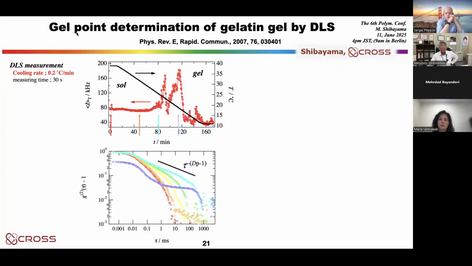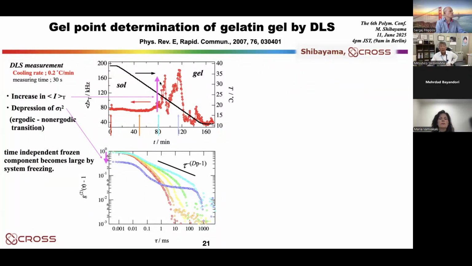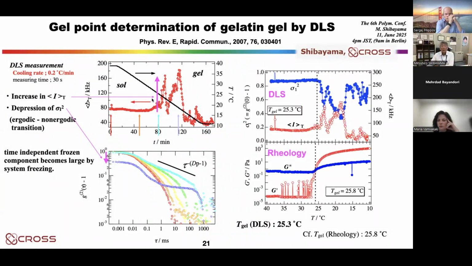So by using this technique, we extended gel point determination of gelatin by dynamic light scattering. Here's the gelatin gel, with a cooling process, and we did data measurement from 40 degrees centigrade to about 10 degrees. This shows the scattering intensity change as a function of time, and also the correlation function change as a function of time. What we found is an abrupt increase in the scattering intensity at the gelling point, and also a depression of the intercept, the initial amplitude. The time-independent component becomes large by some system freezing. So this is the way to measure the gel point.